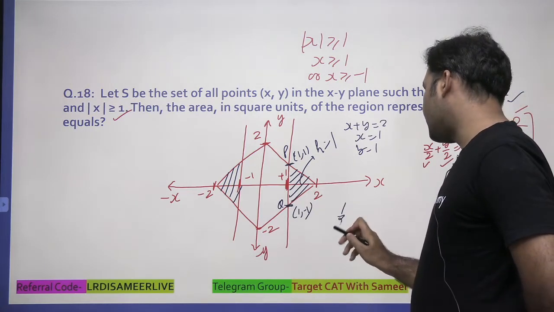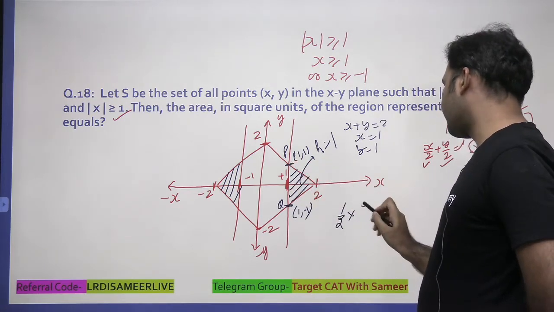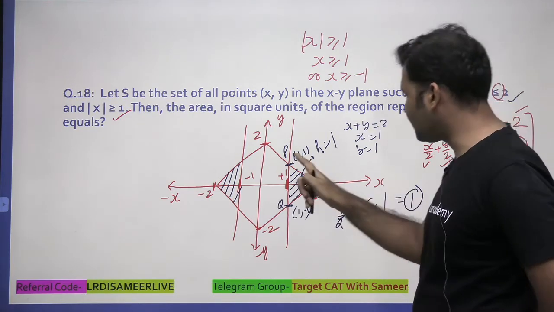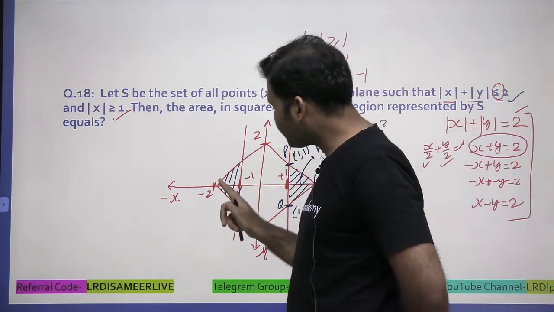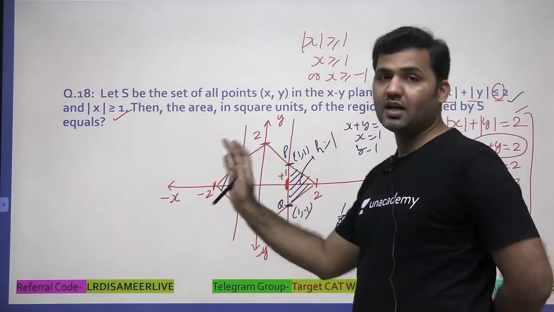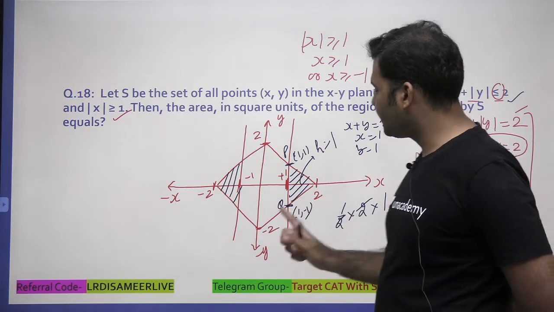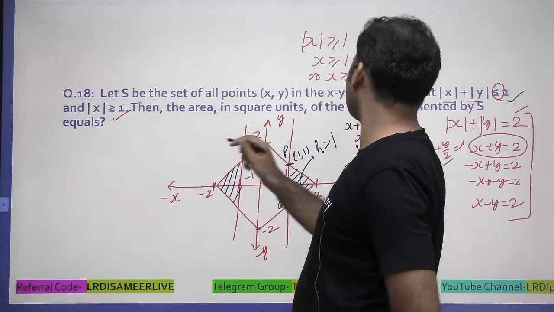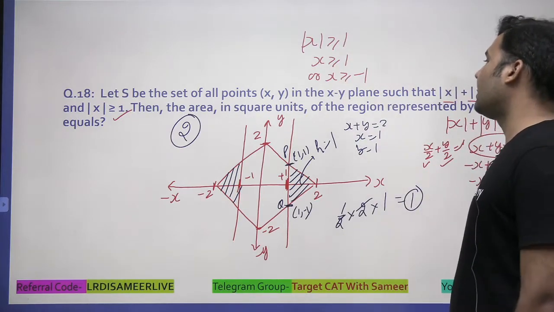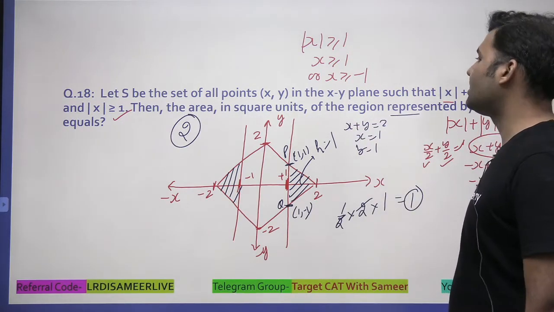So half into the base 2 and the height 1. This will give you the area of 1. That means this triangle has an area of 1 and this triangle also has an area of 1 because it's exactly the same figure as this but is on the other side. So one area of this triangle, one area of this triangle, the total area will be equal to 2. This is what I'm supposed to find out. The area in square unit of the region represented by S.